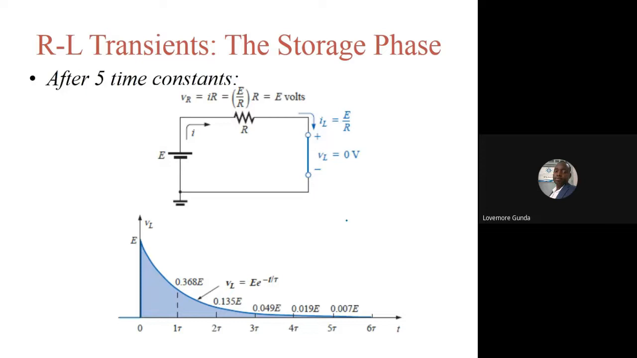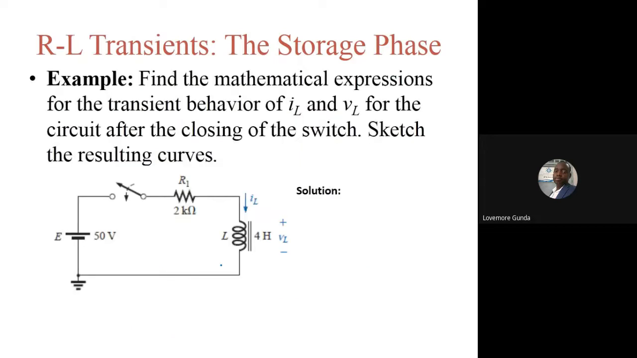Then the voltage across the inductor will be decreasing as we go. One time constant is 0.37, then 0.13, 0.049, 0.018, 0.007. After 5 time constants, we can approximate that it has reached 0, though we know that the exponential expression will not actually reach 0, but it will go to that minimum. As an example, find the mathematical expression for the transient behavior of IL and VL for the circuit after closing the switch. Then sketch the resultant curves.